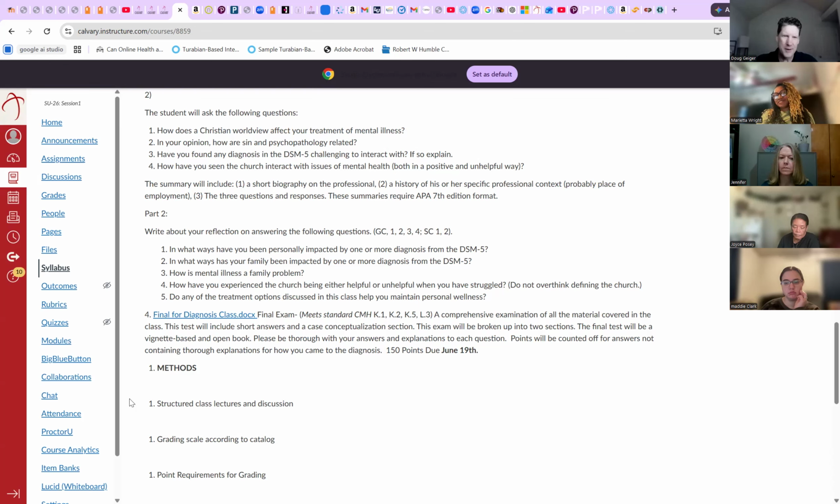Okay, so the test will include short answers and a case conceptualization section. So this exam will be broken up into those two sections, and the final test will be vignette-based and open book. So you'll be able to use your DSM and so on. This is not a copy-paste or anything like that. So you'll be using your own words, but please be thorough with your answers and explanations to each of the questions. It says points will be counted off for answers not containing thorough explanations for how you came to the diagnosis. Okay, and so we'll make that available to you as well.